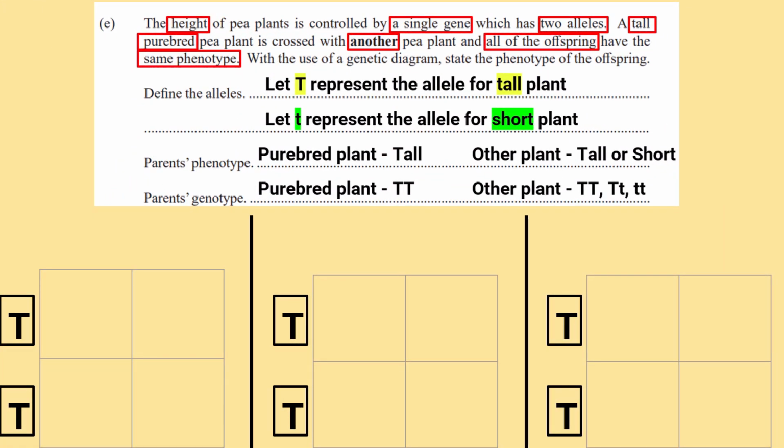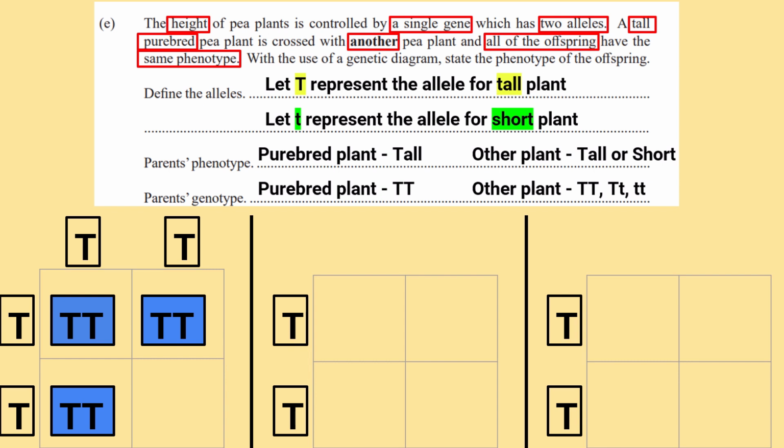Let's look at the crosses. Here we have 3 Punnett squares, and we're going to do 3 different crosses. Hopefully that helps us all to better understand the question. In the first Punnett square, we will cross the purebred tall plant with another purebred tall plant. Both plants are homozygous with the genotype big T, big T.